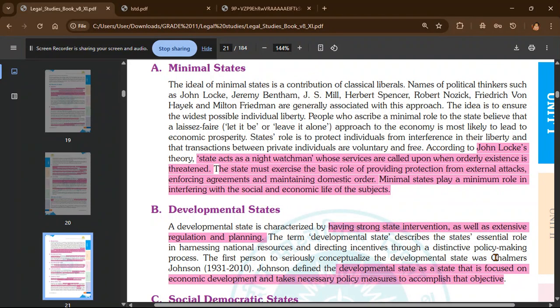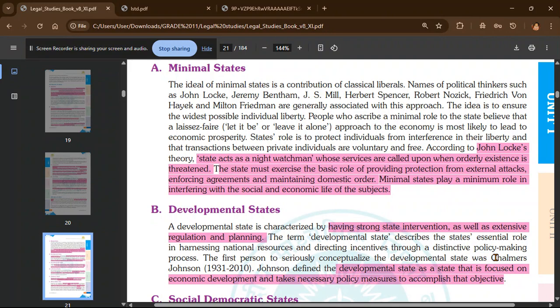So according to John Locke, who was one of the social contract theory philosophers, the one who had written the book Two Treatises of Government. John Locke's theory states that the state acts as a night watchman. He told that the state that we have acts like a night watchman, meaning that whose services are called upon.